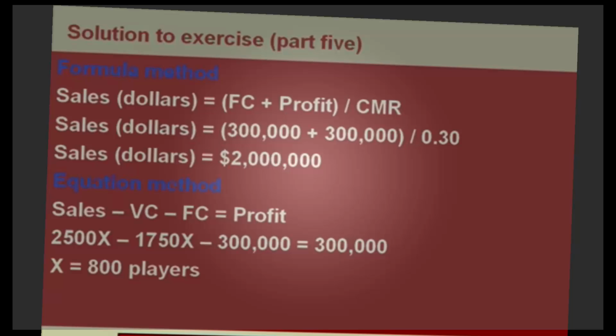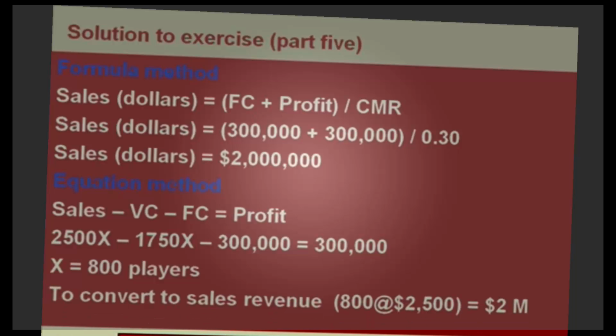So how do you convert it? You know it's $2,500. That's the selling price per player. So 800 times 2,500. So the sales revenue is 2 million. You get the same answer. Except this was a little bit longer. Don't you agree?